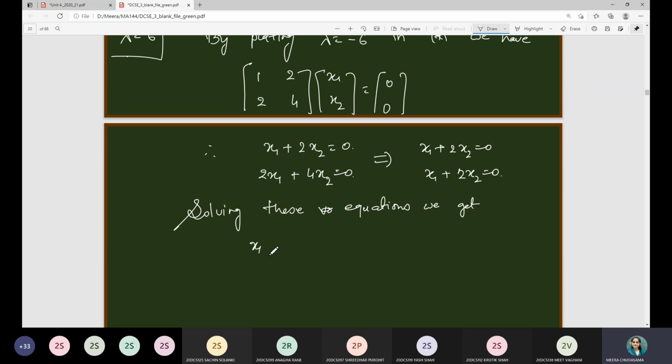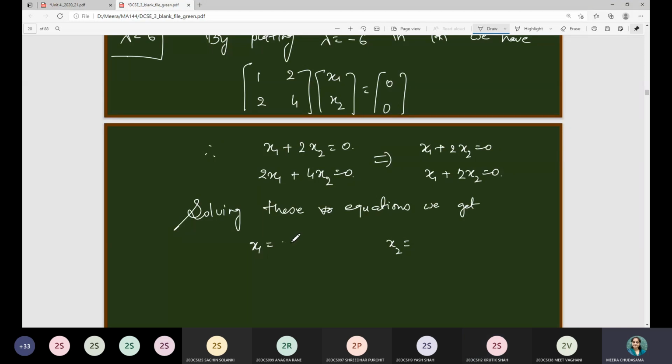What will be x1 and what will be x2? x1 is equal to x2 is equal. I am not able to hear you. Please repeat it again. x1 is equal to 0 and x2 is equal to 0.